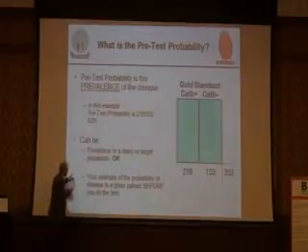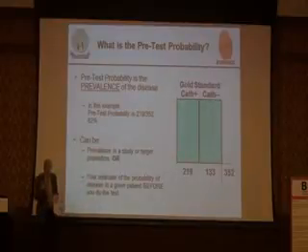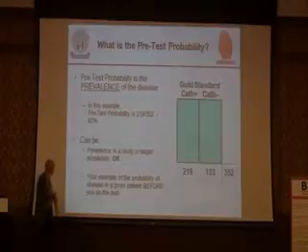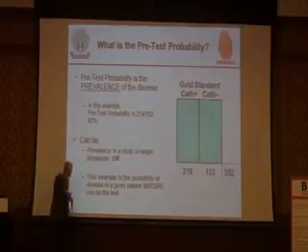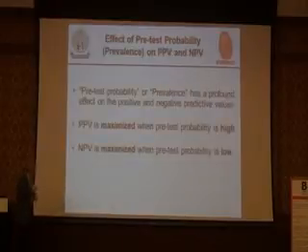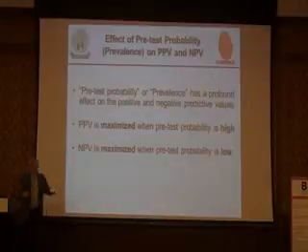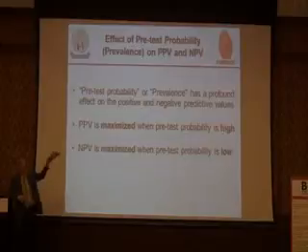But in clinical practice, not in a paper, but when you're seeing a patient, the pretest probability of disease is your estimate of the probability of disease in a patient before you do the test. The effect of this pretest probability is that it can pull positive and negative predictive value around. If your pretest probability is high, it tends to pull both of those high. And if it goes low, it'll pull both of those down.